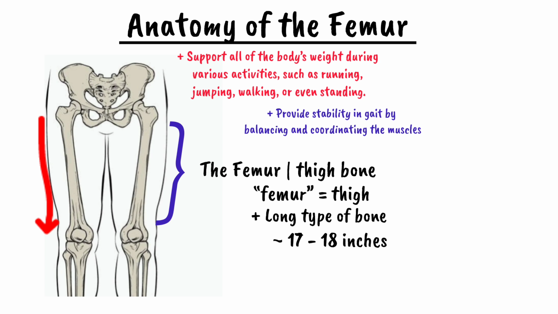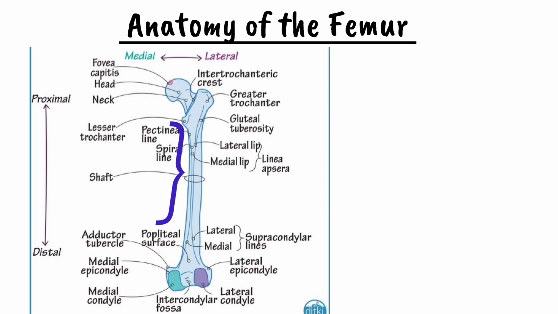So now let's look at the anatomy of the femur proper. The femur is a long bone with two ends, the proximal and the distal end. The end that lies on the side of the hip is called the proximal femur, while the other end that is on the side of the knee is referred to as the distal femur. The region between these two ends is called the shaft of the femur.